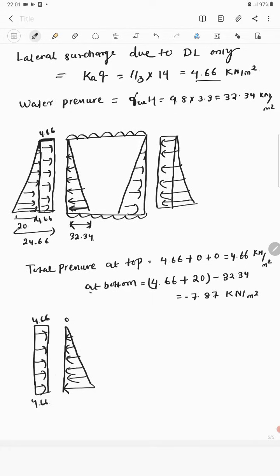So in the opposite direction we'll have a pressure like this. Here this is 0, and here this is 32.34 minus 24.66, which is equal to around 12.54 kilonewton per meter square. Let's take this W1, uniformly distributed, and the triangular load, this is W2.